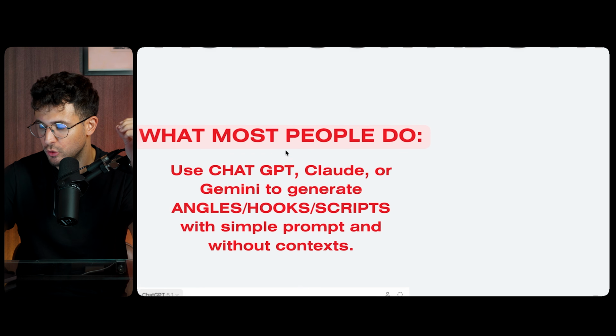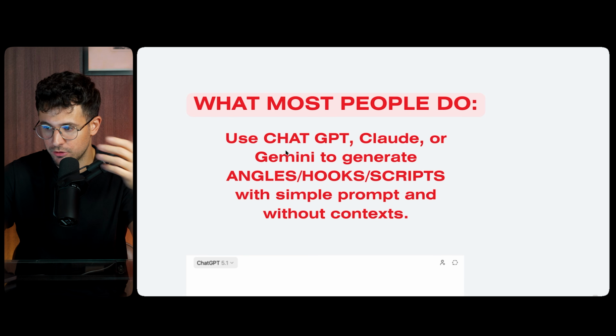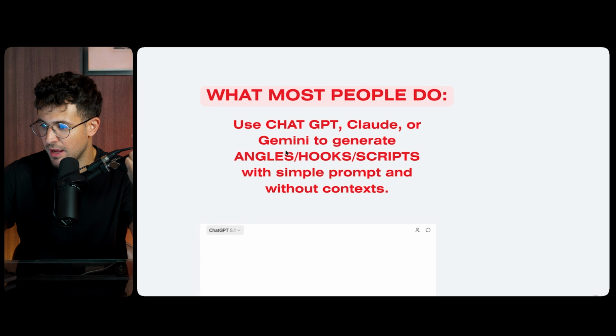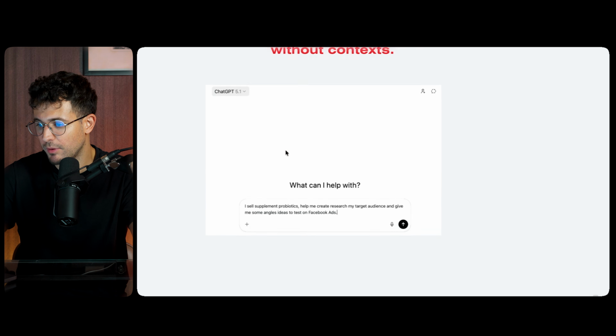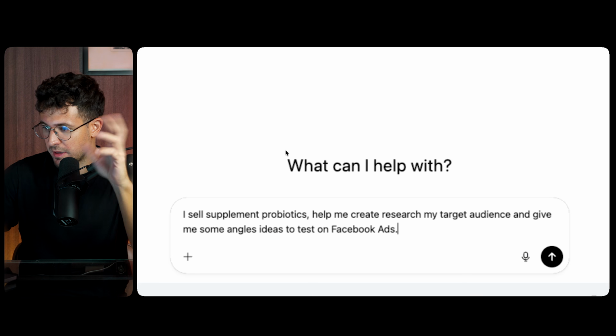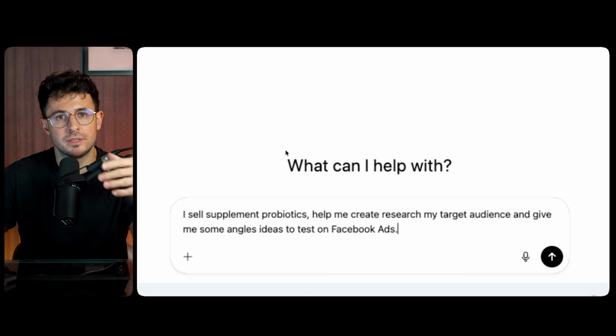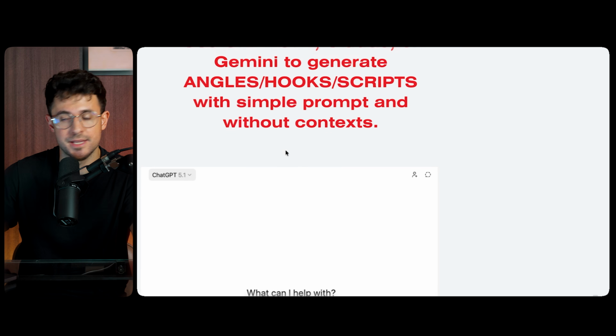What actually do most people do? Most people use ChatGPT, Claude, Gemini, or whatever to generate scripts, angles, or hooks the most simple way, with prompts like, help me research my target audience and give me some angle ideas to test some Facebook ads, and then wonder why the ads just don't work.